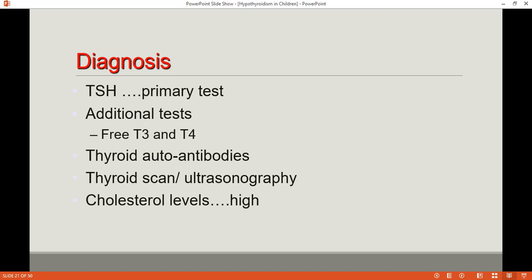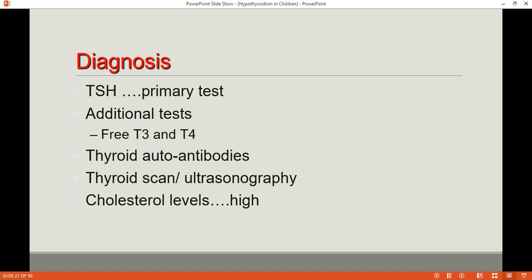Diagnosis, as I already said, the TSH is the primary test. Additional tests are free T4, T3, and T4, but usually we don't need T3 in hypothyroidism. In hyperthyroidism, you should do all three: TSH, T3, and T4. But in hypothyroidism, you do only the free T4 and TSH.